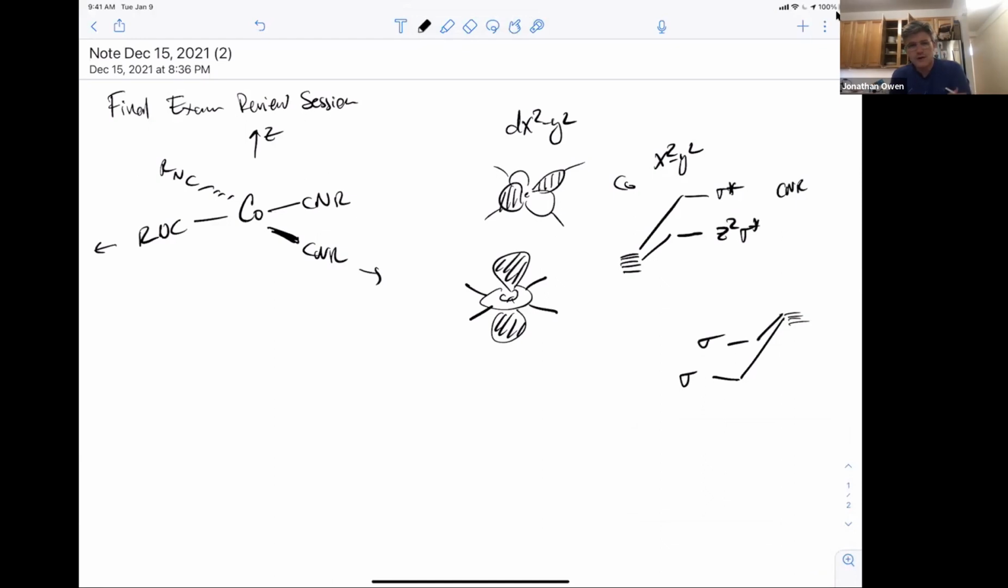And so what kind of bonds do they make? Pi bonds. Pi bonds for the cyanides. And would you say that xz, yz, and xy have different interactions with the cyanides, or are all their interactions the same?